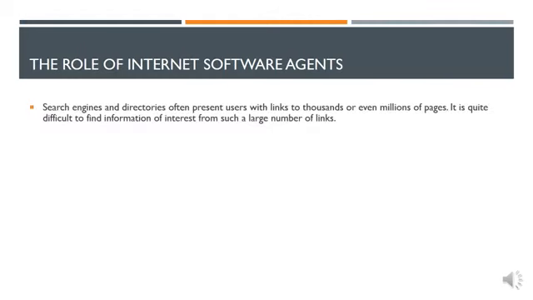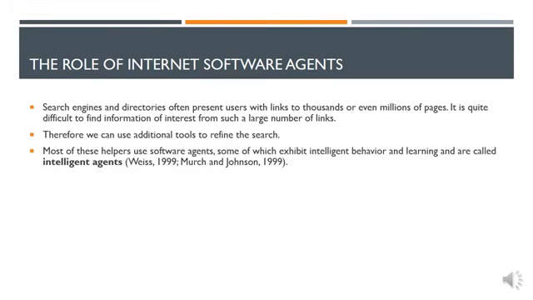Search engines and directories often present users with links to thousands or even millions of pages. It is quite difficult to find information of interest from such a large number of links. Therefore, we can use additional tools to refine the search. Most of these helpers use software agents, some of which exhibit intelligent behavior and learning and are called intelligent agents.